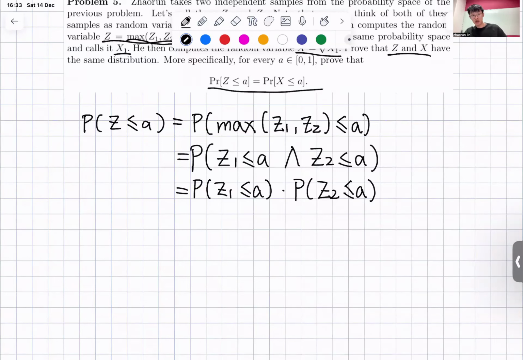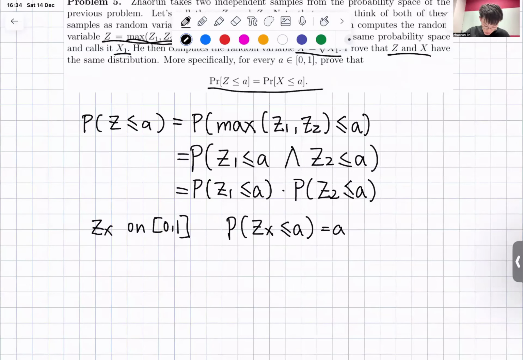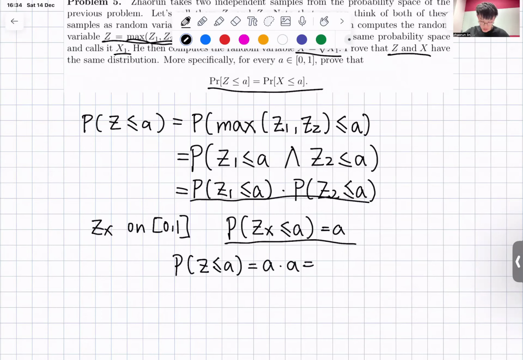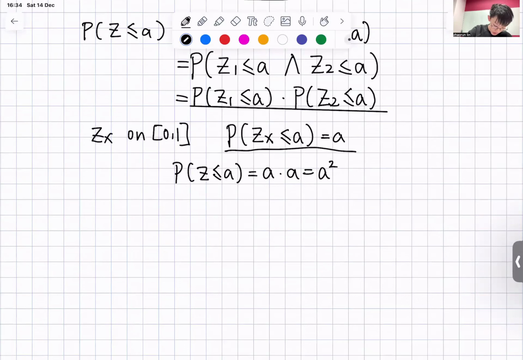So they're independent. And for a uniform random variable Zx from 0 to 1, we have the probability of Zx smaller than or equal to A equals A. So we have this, and it means that the probability of Z smaller than or equal to A is A times A, because they're both smaller than A, which is A squared. So this is for Zhaorun's part.